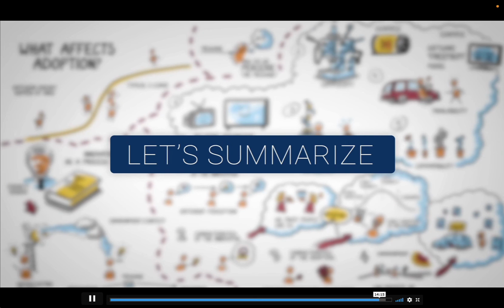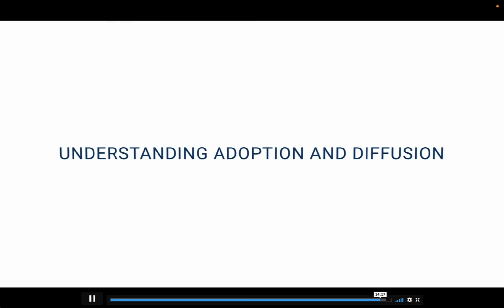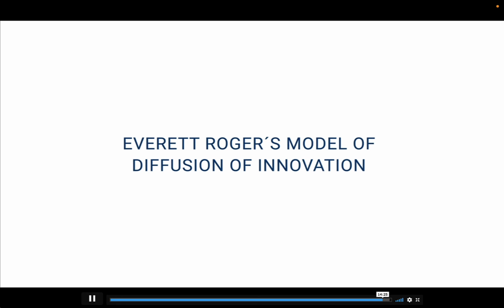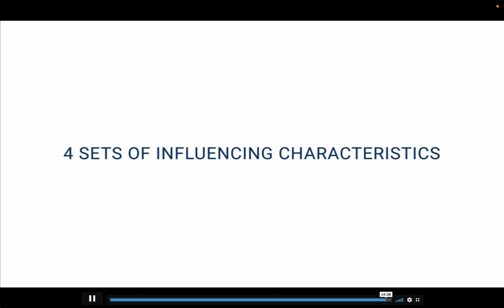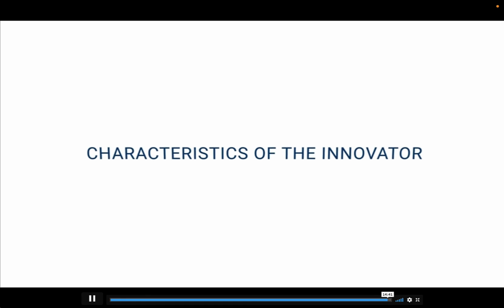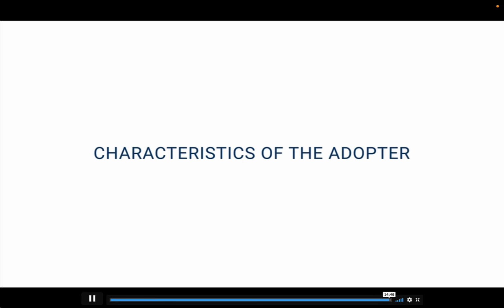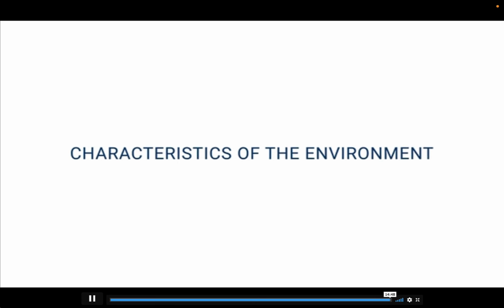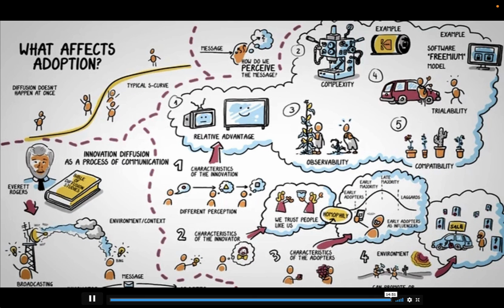So let's summarize where we've been in this film. We need to understand adoption and diffusion. Why and when do innovations move to scale? We've looked at the Everett-Rogers model for diffusion of innovations, which is essentially a communication approach. And in the model, at the heart are four sets of influencing characteristics: the perceived characteristics of the innovation, the characteristics of the innovator, the one introducing the idea, the characteristics of the adopter, and the characteristics of the environment. Now, let's pause for a moment and think about all of that.